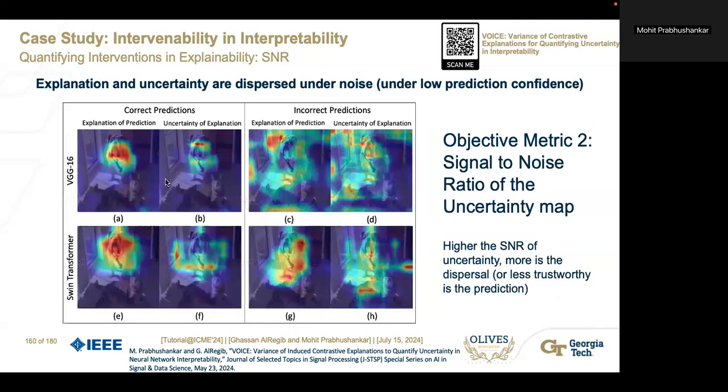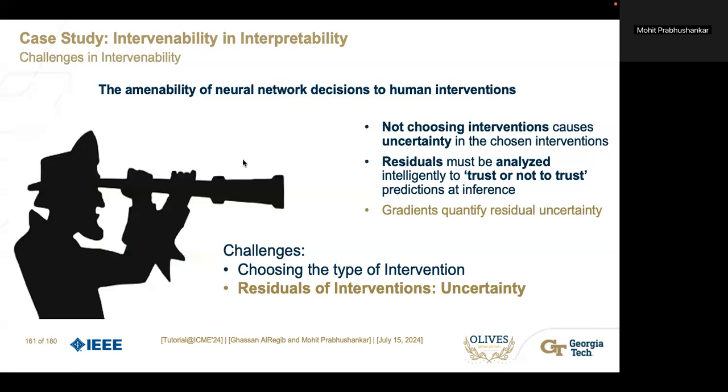another metric that we can use is signal to noise ratio, or SNR. In your correct explanations, most of your heat map is very localized. But with these kind of incorrect explanations, your heat map is not as localized. So you can use that in order to construct a metric, saying that, oh, Swin transformer is probably better than your VGG16 based on the explanation as well as the uncertainty. So that was more of a case study within intervenability. And now the idea is basically to say that the residuals of these interventions is essentially your uncertainty, and you can use that as a framework to analyze and understand interventions.